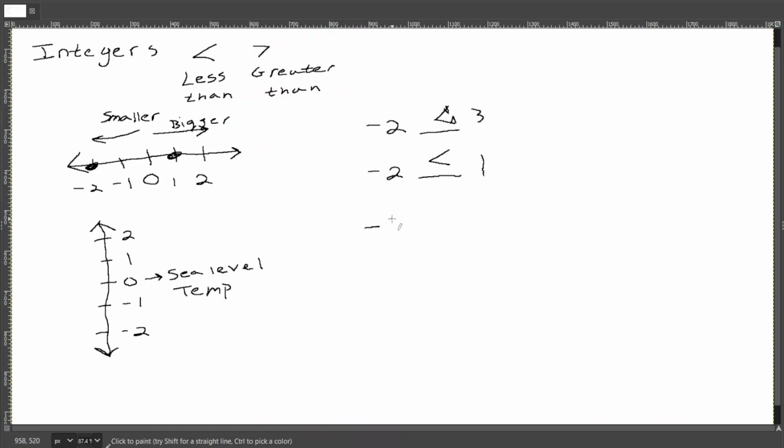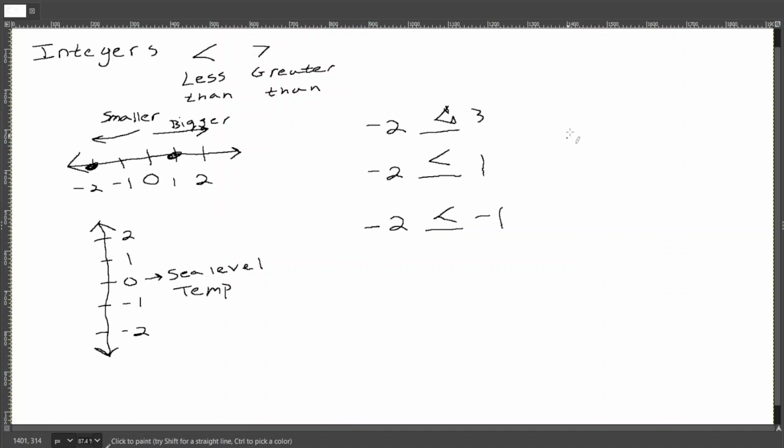And then let's go ahead and do -2 and compare that to -1. So be careful. If you're already noticing a pattern, the positive number will always be greater than the negative number. But in this case, -1 is bigger than -2. So you have to be careful when you're on the left side of the number line.